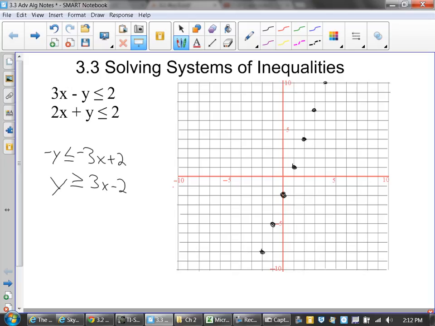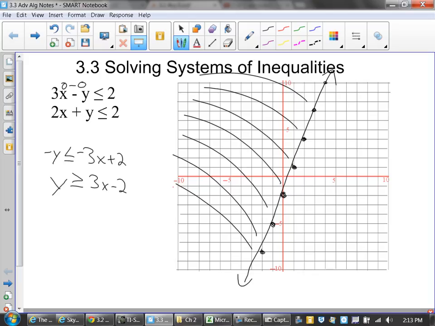Just like every other time, you would also ask, is it a solid or a dotted line? Solid one. And then we have to check our test point. Do I go through the origin? No. So I go back up top to the original equation. What's 0 minus 0? 0. Is 0 smaller than 2? Yes. So it's true. And there's my shade.